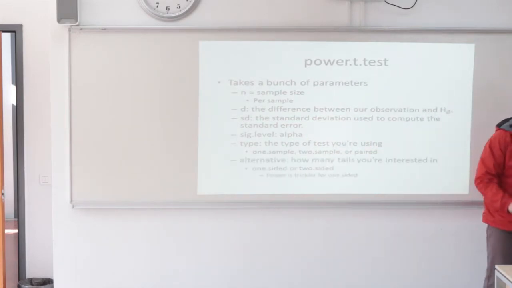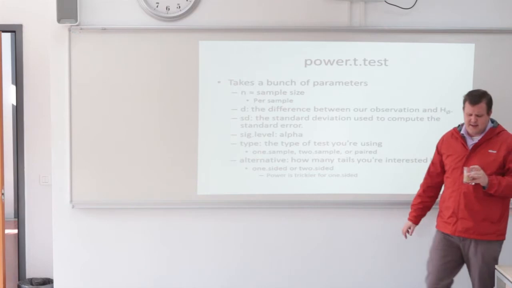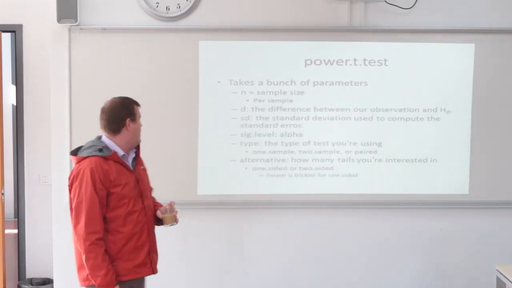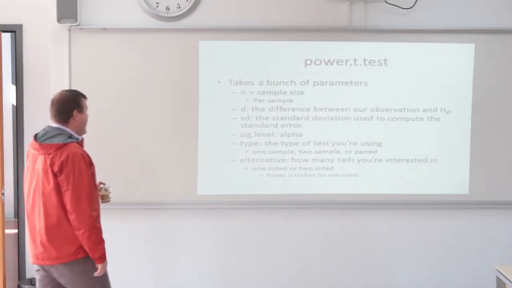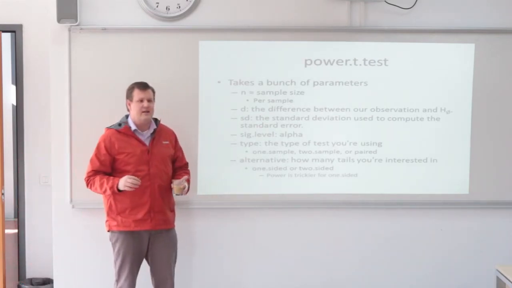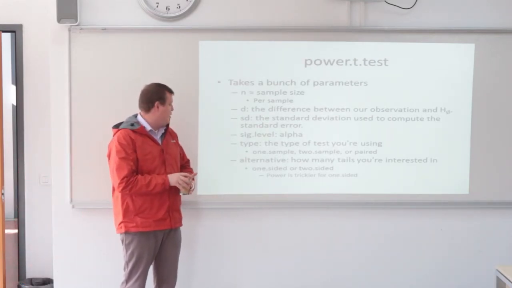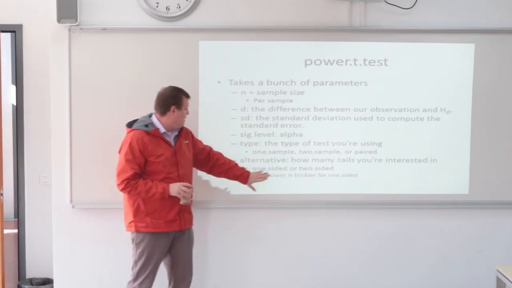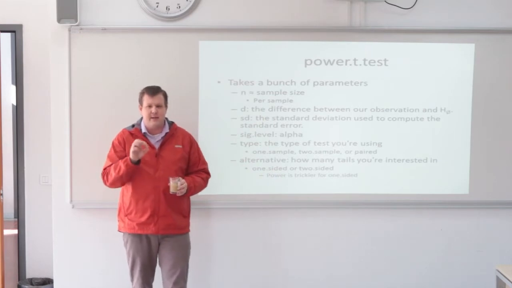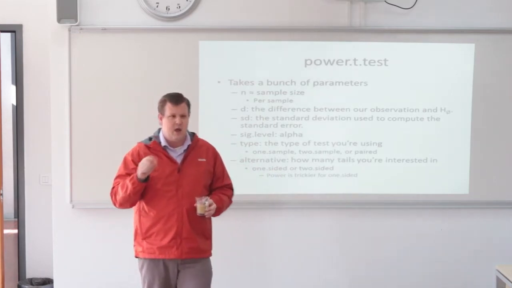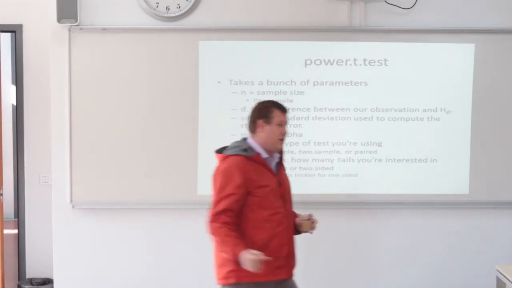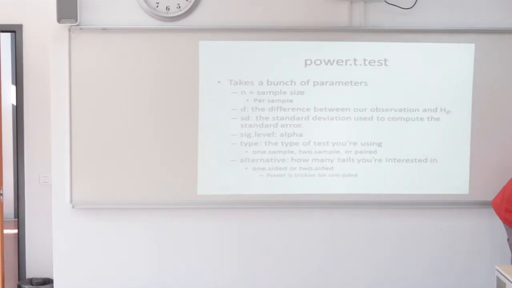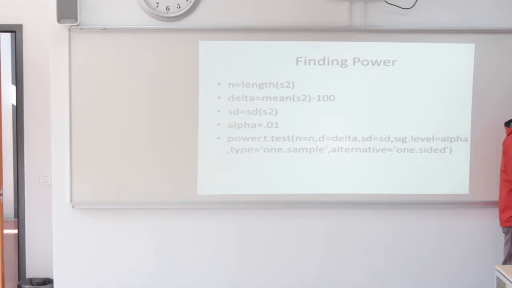Finally, we can specify the alternative. Now, this is one thing that I'm not a huge fan of with the power.t.test. You can't say like two-sided or less or greater. You can only say one-sided or two-sided. And because you can only say one-sided and you're not able to specify less or greater, you have to think when you are using power.t.test if you're going to get the right answer. And we'll see an example of that in a little bit.